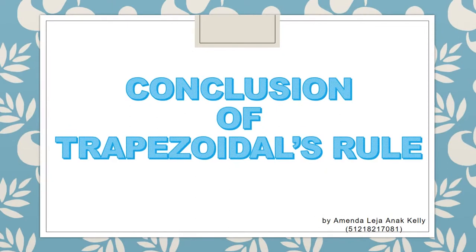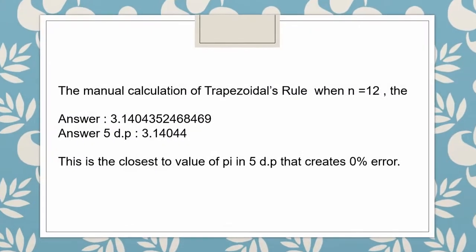Conclusion of trapezoidal rule. By using manual calculation of the trapezoidal rule, we can obtain the function value closest to pi in 5 decimal points when n is equal to 12. The function value that we obtain is 3.140435246849. In 5 decimal points, the answer will become 3.14044. As this value is the closest to the value of pi in 5 decimal points, it shows 0% error.